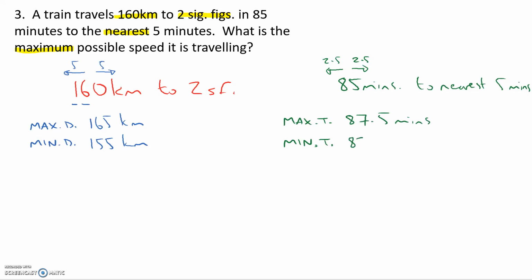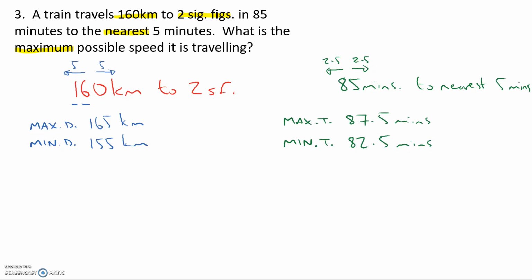Right, the minimum t is 2.5 below 85. What's that going to be? That's going to be 82.5 mins. So notice the difference between those is 5 minutes. Okay, that's where that 5 minutes comes into, the nearest 5 minutes. And the difference between the distances is 10k. Yeah, that's what we want. We said to the nearest 10k, 5 above, 5 below.